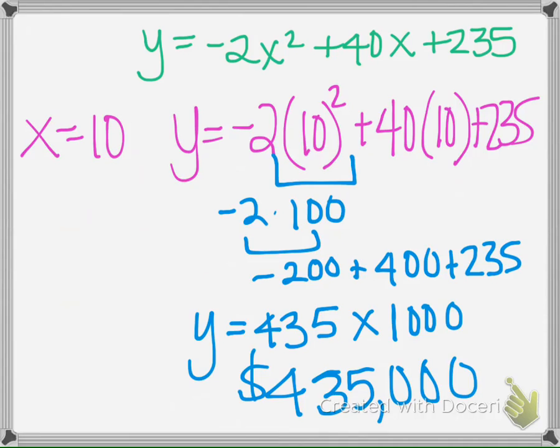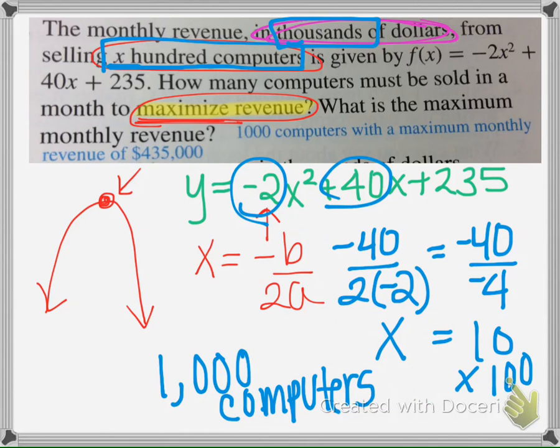So to answer our question here, what is the maximum monthly revenue? So 435,000, and how many computers? 1,000.